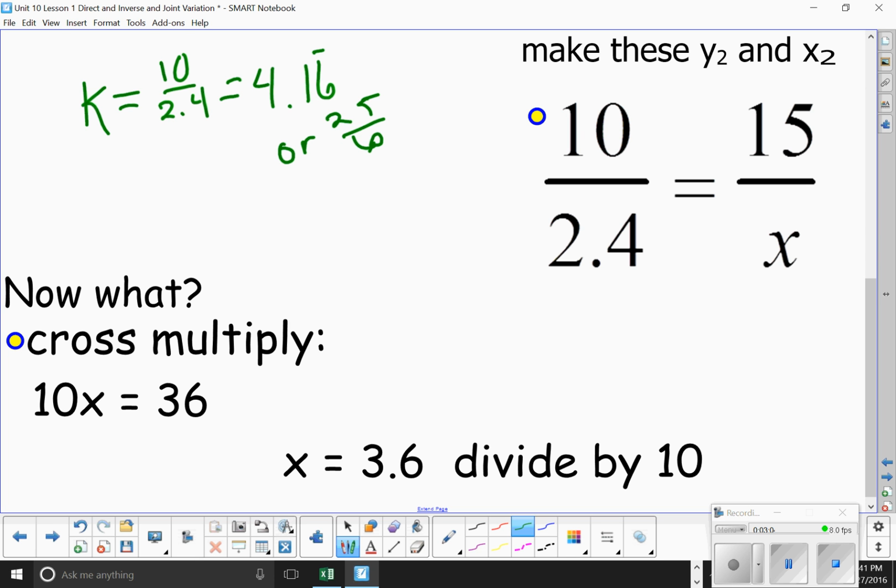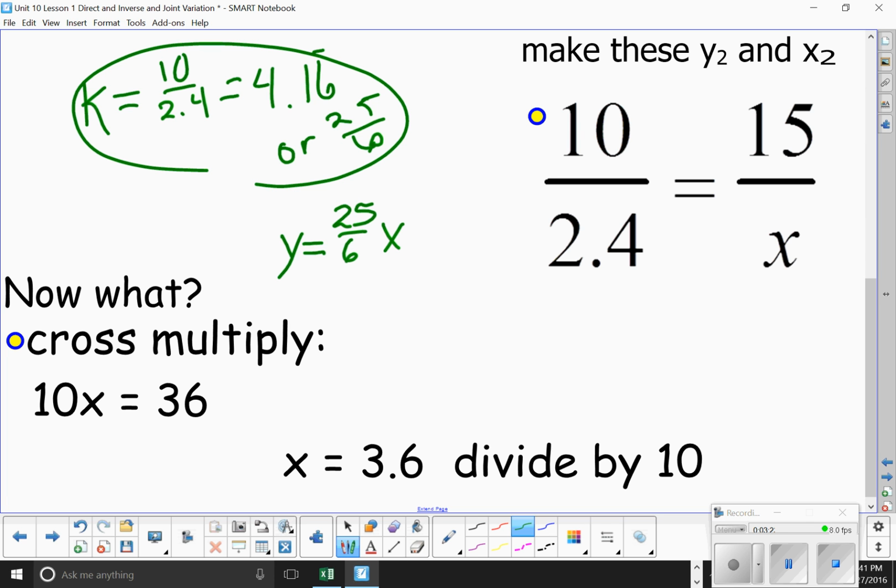If I want my equation, that would be y equals, I need my constant, 25 over 6 x. Now I can plug in x or y and solve for the other one. Again, this is k. That's what I want to know when I ask you for k. This is the equation. And then this is when I want you to solve for one of the variables.